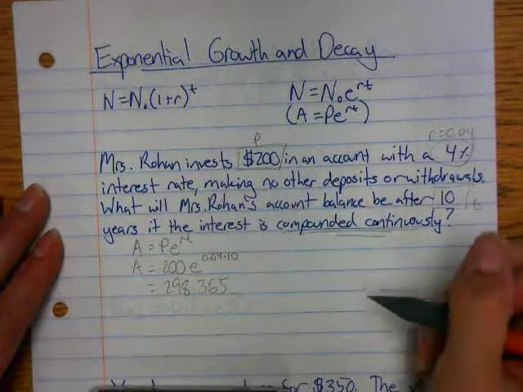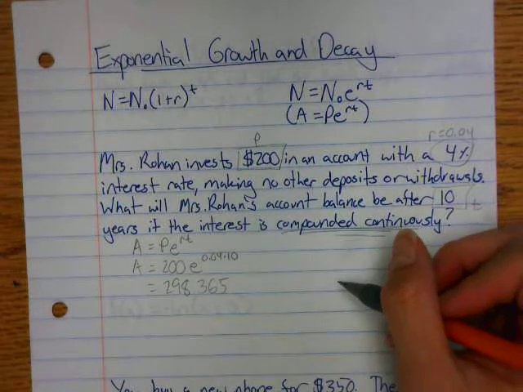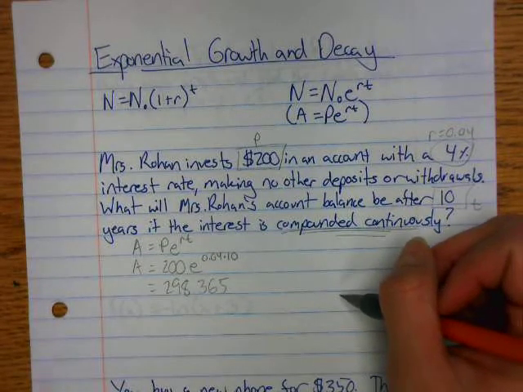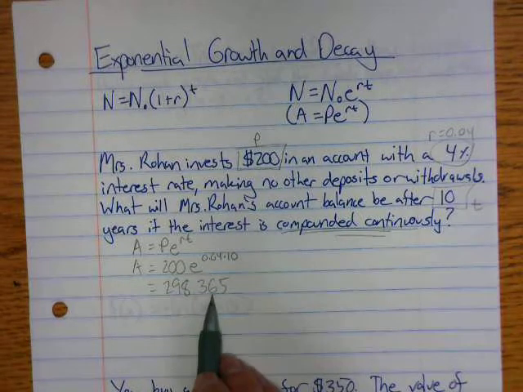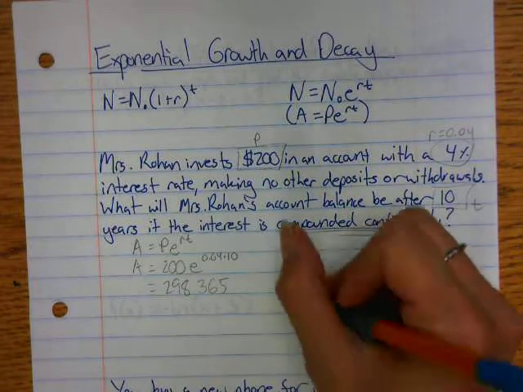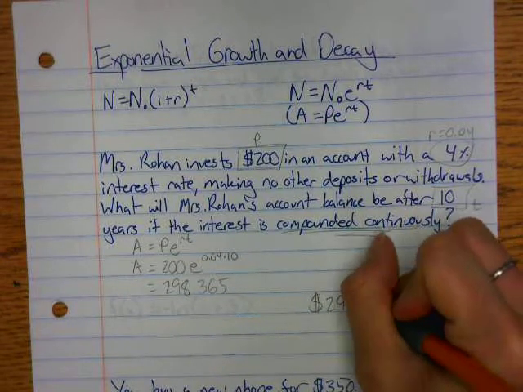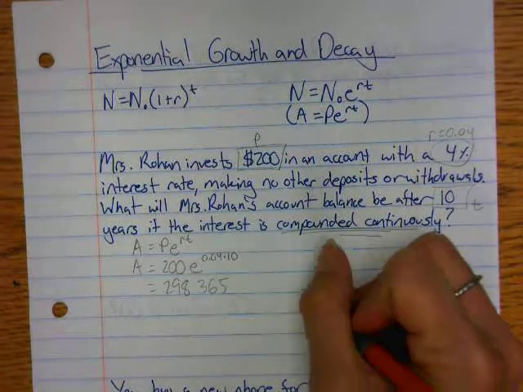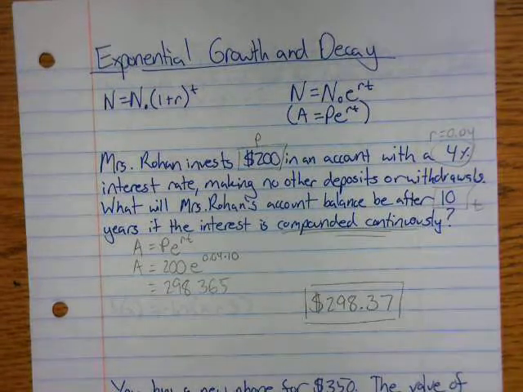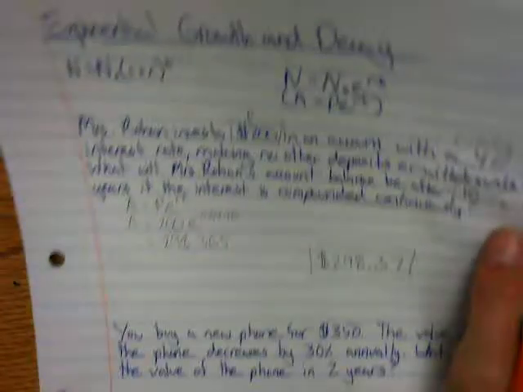298.365. Now remember, in pre-cal we always do 3 decimal places, but if I think about my situation here, I'm dealing with money, and money, the nearest I can go to is cents, so the hundredths place, so I'm going to say 298.37 cents. Alright, let's take a look at the next one.